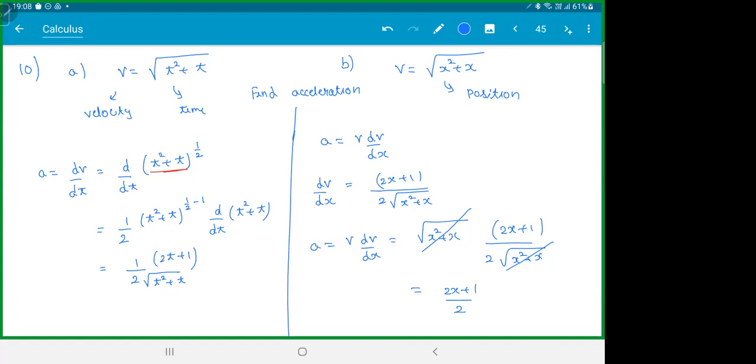All clear with this? Any doubts on 10th, please ask. So if you see chain rule, this is how they'll ask you. No one is actually interested in the chain rule, but velocities, accelerations, and all these kind of stuff will keep popping up. Clear? Next one.